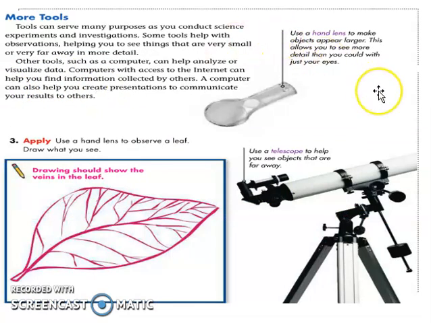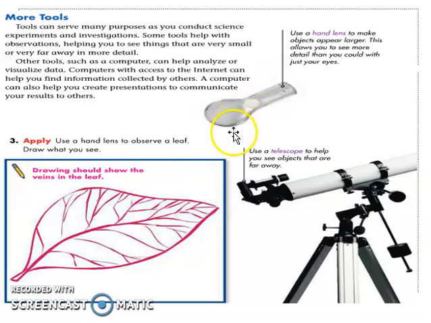Another tool that will help you to gather information is a hand lens. A hand lens will make an object appear bigger. This allows you to see more detail than you could see with your own eyes. For example, when you want to observe a leaf, you can see it with your own eye, for sure. But if you want to see the full detail of the leaf, you could use a hand lens. Since we don't have a chance to go to the lab because of our current situation, just try to imagine this. And I will show you some pictures.